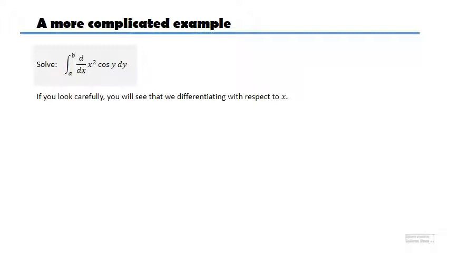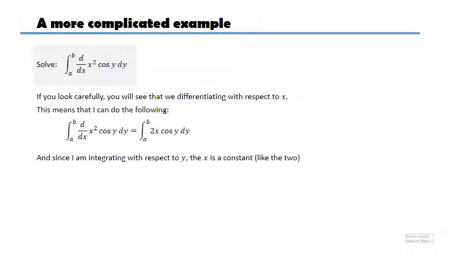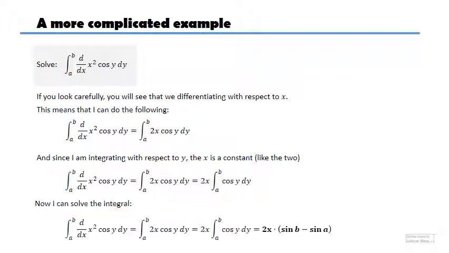Now, the difficult thing here is to understand that this is going to just become 2x times cos y, because cos y is a constant. And it still is between a and b. But that's it. And now I have this, the 2x. Well, I don't have to differentiate that. That is a constant now. So that thing can go outside. And now I can just integrate this thing in terms of y.